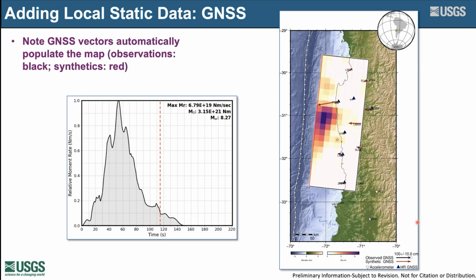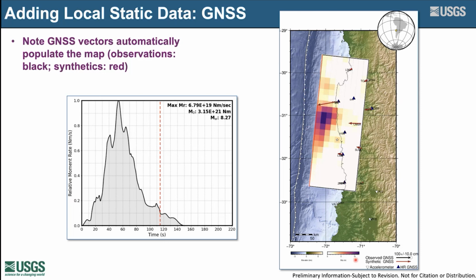So here you'll notice that when we include GNSS data, the GNSS vector fits with the observed offsets in black and the synthetics in red get automatically added to the plots that are created from doing this manual model. But you'll also notice that the slip distribution changes a lot. Geodetic offsets are really sensitive to where the most slip is coming from. And so you can see that here in this like massive concentration of slip.